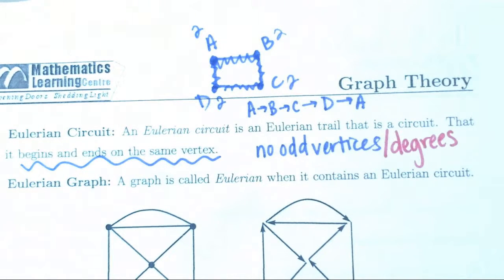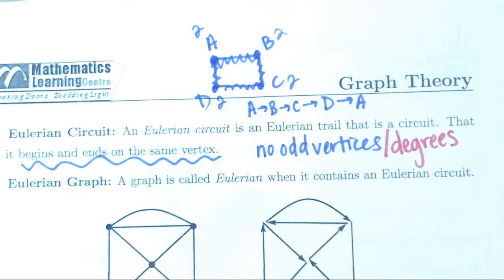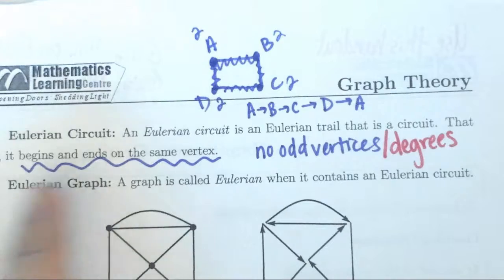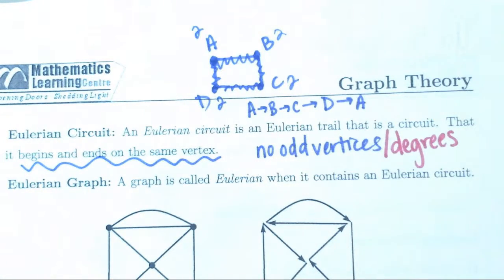So there's a slight chance that you might see the word degrees instead of vertices. They literally mean the same thing. They're talking about how many odd or even roads are poking out of that point. Now, a graph is called an Euler circuit or Euler path. Sometimes they call it an Euler graph if it's an Euler circuit. I don't really care if you know that part.